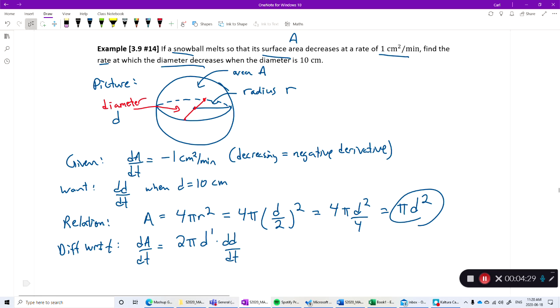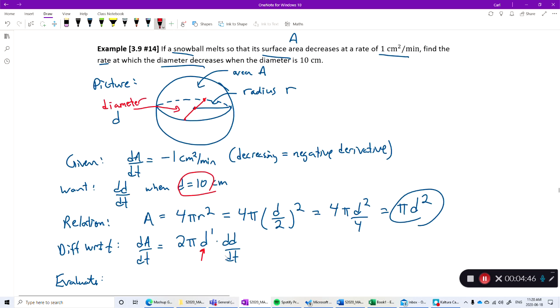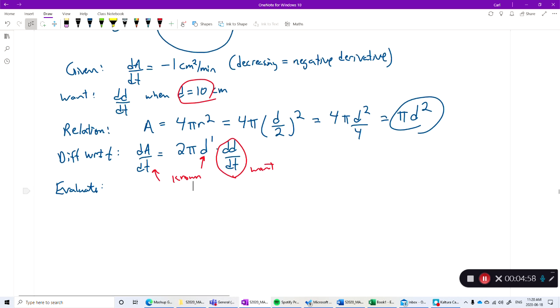And now what? What do we know? We need to evaluate things. So I'm given that d is 10, so I know that. I want to know dd, so this is what I want to know. And so these are all known then. So actually we're almost done. We know everything except for the thing we want. So now what is dA dt? It's -1 centimeters squared per minute.